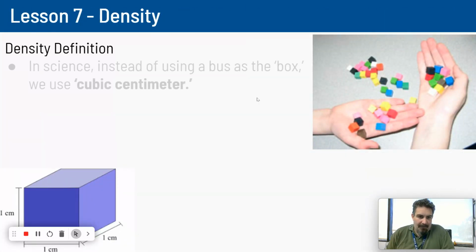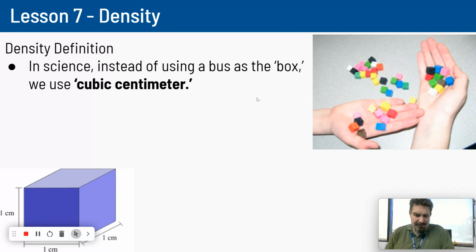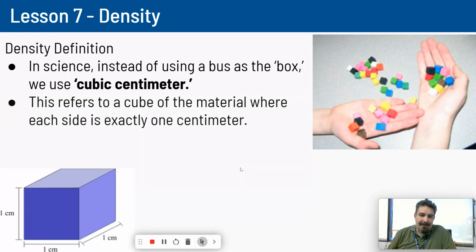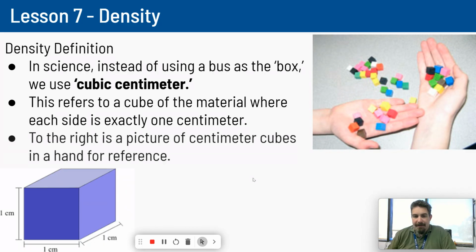So, in science, instead of using a bus as our box, buses are kind of big, I can't really hold a bus, we use a cubic centimeter. And here's a picture of a bunch of little cubic centimeters, or centimeter-sized cubes, as you can see in the bottom left of our screen here. It is a cube that is 1 centimeter on each side. That's why it's a cubic centimeter. And there, again, like I said, that's for reference.